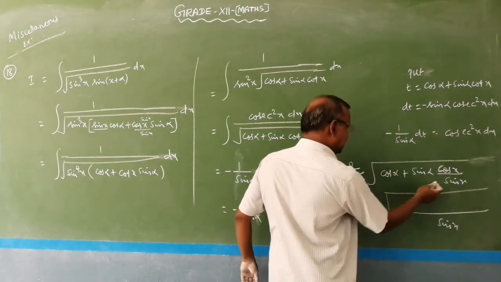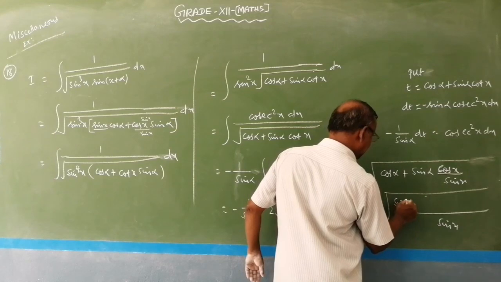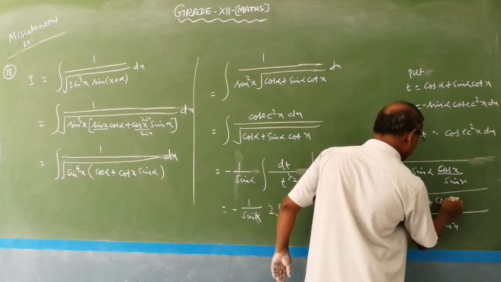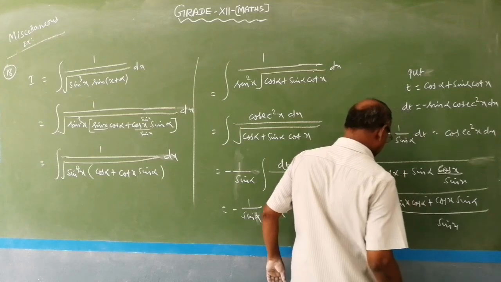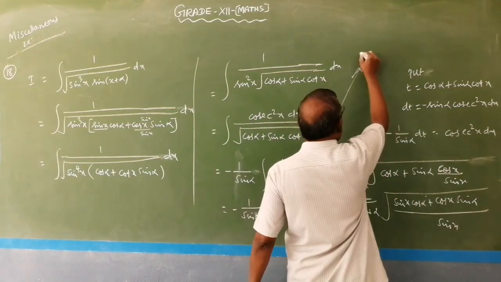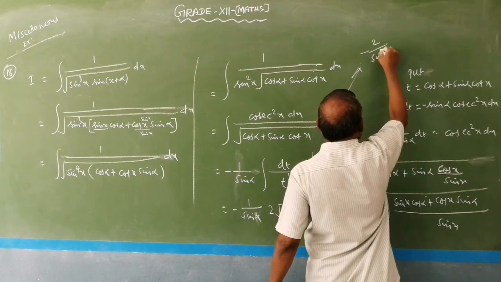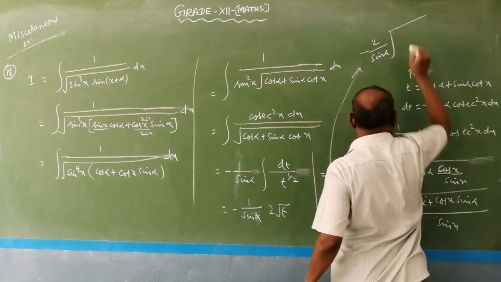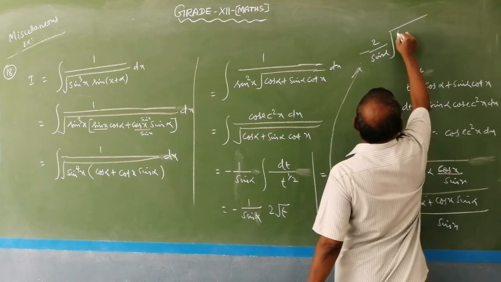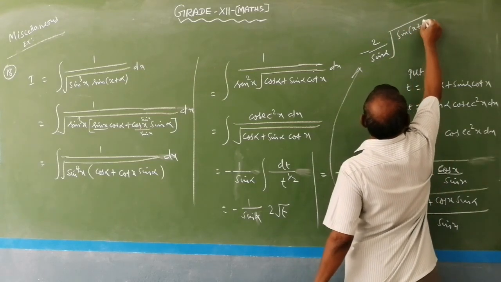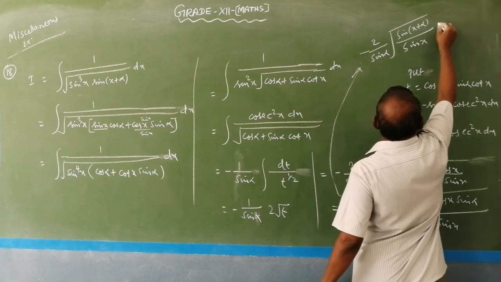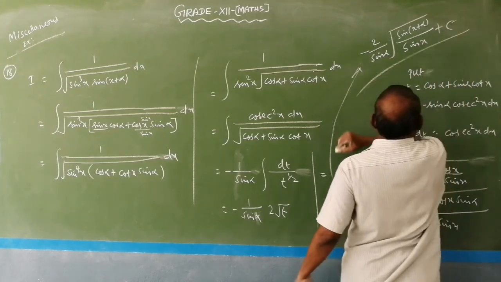Now, simplifying this, we have minus 2 by sin alpha into root of, the denominator is sin x and the numerator is sin x cos alpha plus cos x sin alpha. So this is nothing but this step: minus 2 by sin alpha into root of, sin a cos b plus cos a sin b becomes sin of a plus b, that is sin of x plus alpha, divided by sin x. So we put one arbitrary constant c. So this is the answer.